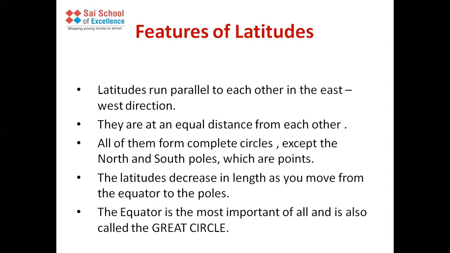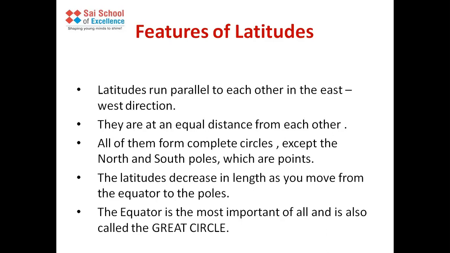Now, let's talk about features of latitudes. Latitudes run parallel to each other in the east-west direction. Parallel means what, children? It means all these lines have the same distance continuously between them. They are at an equal distance from each other. All of them form complete circles except the north and south poles, because these poles are points. So these poles cannot form a complete circle.